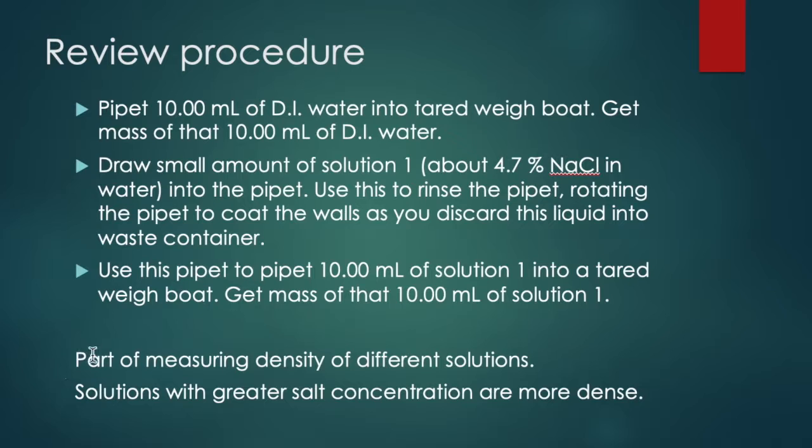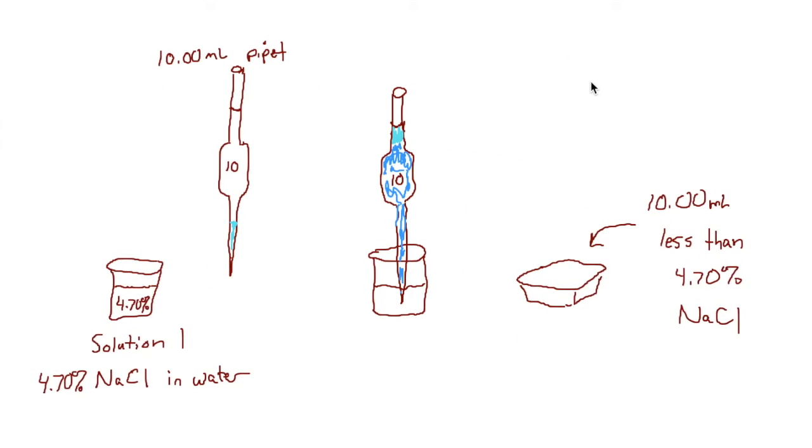So this part of the procedure is measuring the mass of 10.00 milliliters of different solutions so that we can get the density. And in case you have not done the lab, solutions with greater salt concentrations are going to end up being more dense. So the lightest portion that we have is the 10.00 milliliters of DI water, and then as more and more salt is dissolved into these different solutions, it gets heavier and heavier because it's more and more dense.